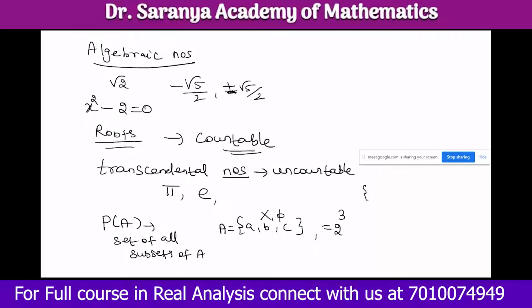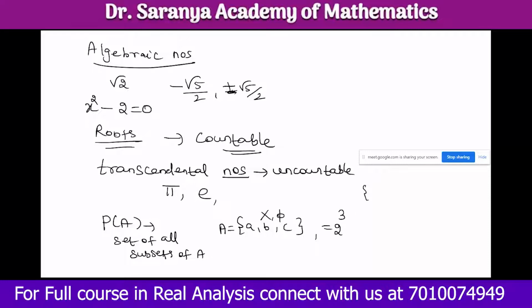So is there any doubt for finding the whole power set? This is the set of all subsets. The set of all subsets of A is called the power set of A. Is this power set countable or uncountable? It depends on the set. It may or may not be countable.